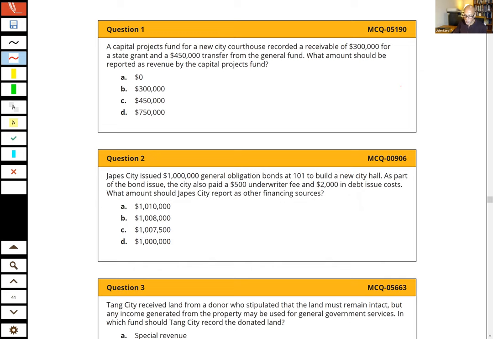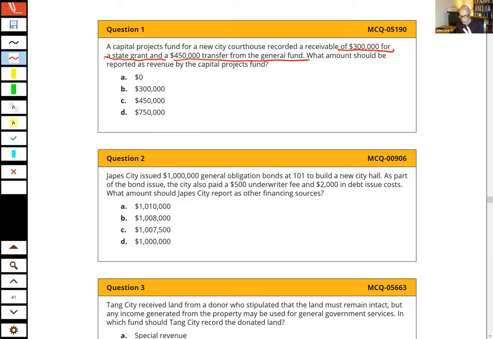So a capital project fund for a new city-county recorded a receivable of $300,000 for a state grant, okay? A grant is what? A grant is revenue, once you've earned that grant by meeting the eligibility and any time requirements that might be associated with that grant. Then you can take that as a revenue, okay? Now, if you were still confused, well, it's a state grant revenue, and you then looked and saw there's a $450,000 transfer, you'd say to yourself, wait a minute, there's only two things that are what? That are other financing sources: long-term debt proceeds and what? Transfer in. I had you make that flashcard, right?